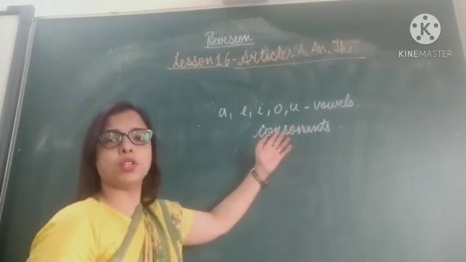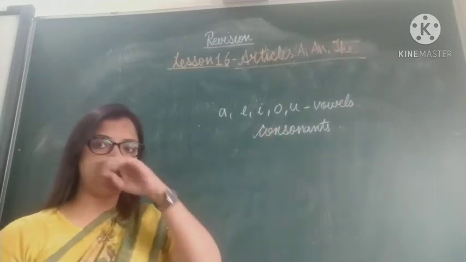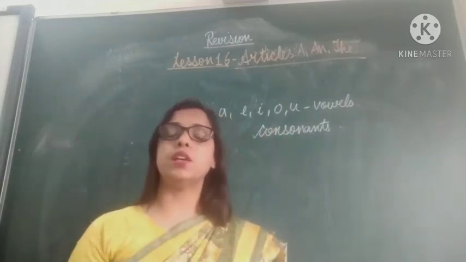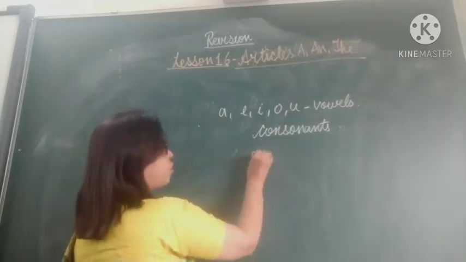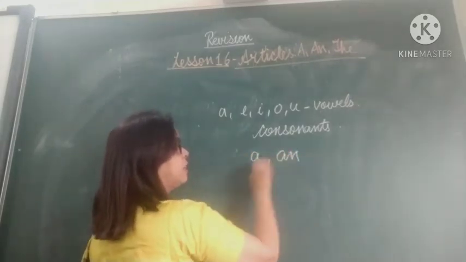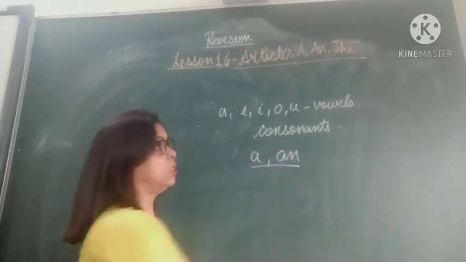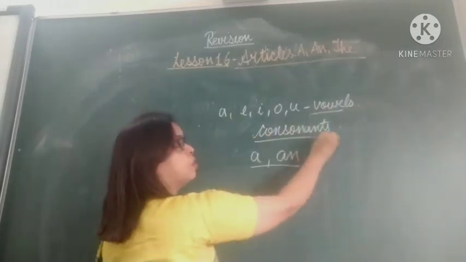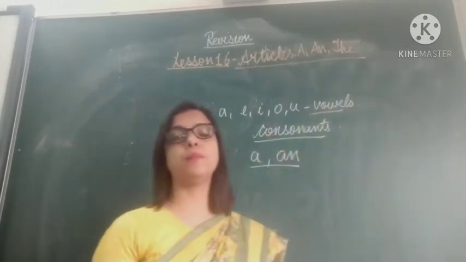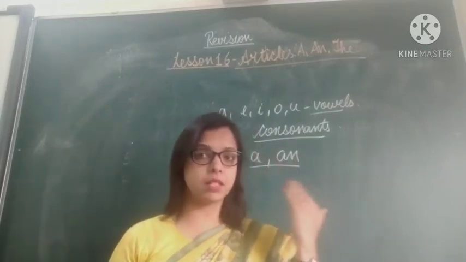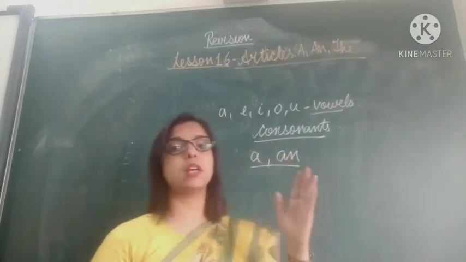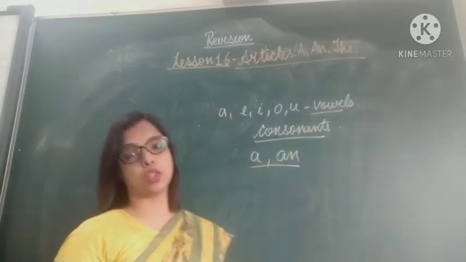Children, it is important to keep in mind vowels and consonants because the use of a and an, okay? The use of a and an depends upon vowel and consonant sounds. So while studying articles, we should keep in mind vowels and consonants.